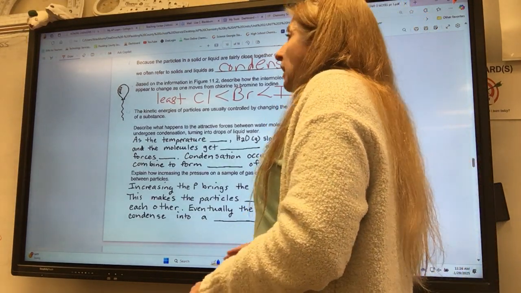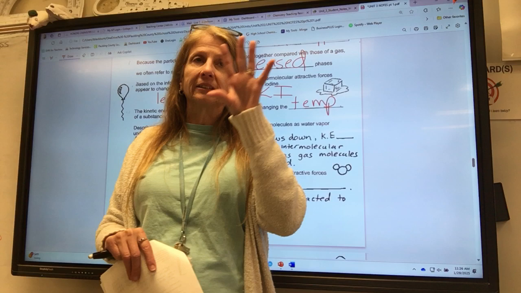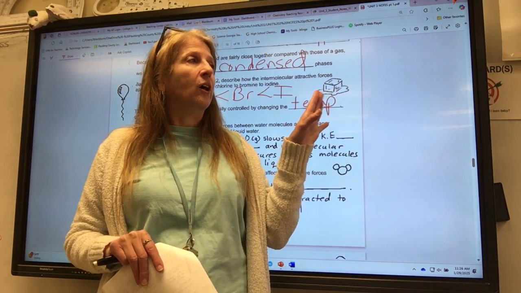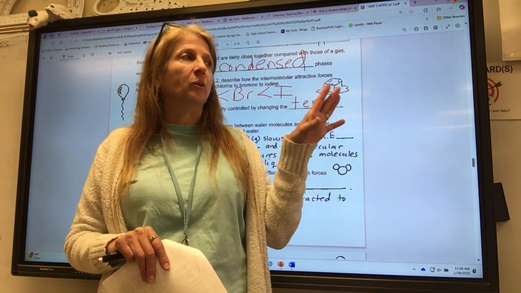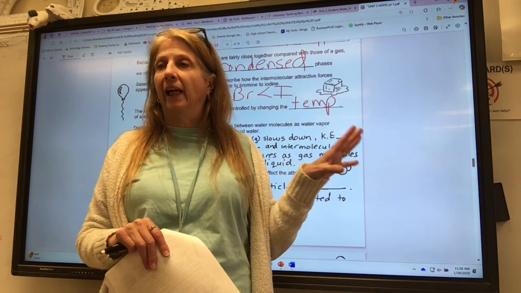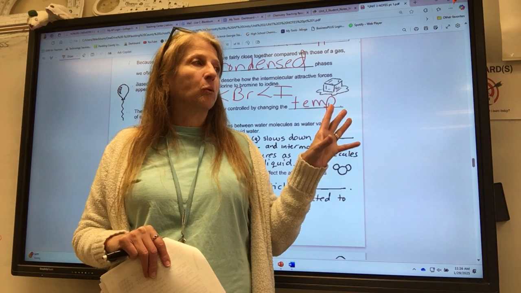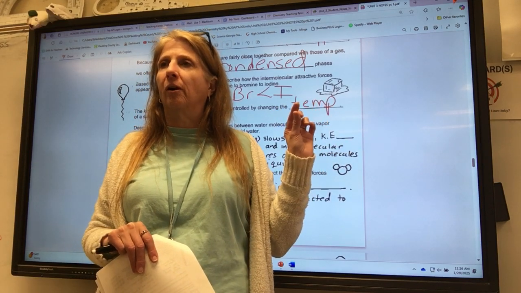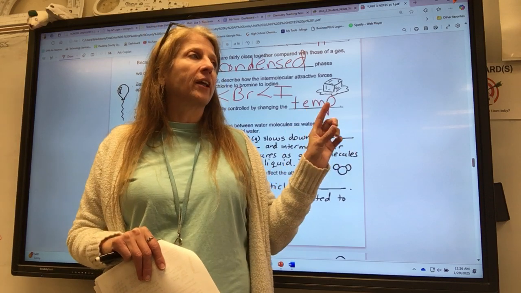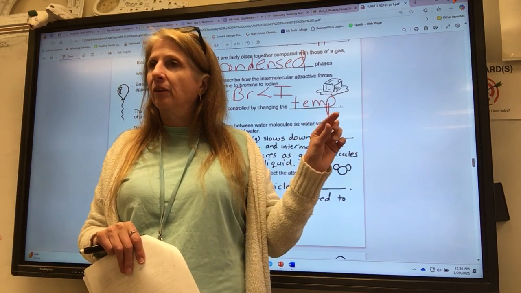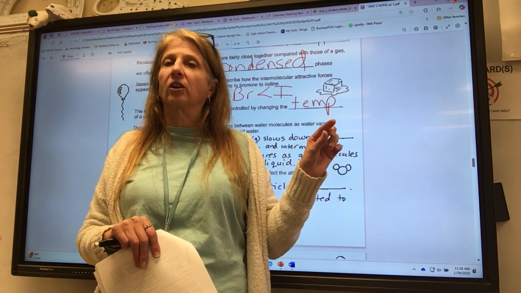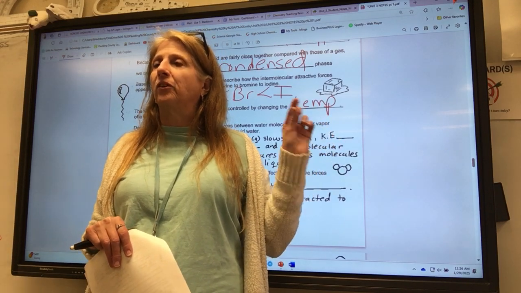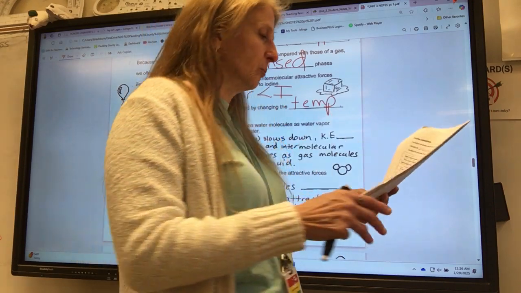Describe what happens to the attractive forces between water molecules as water vapor undergoes condensation, turning into drops of liquid. Okay, so we got water flying around like a gas. It hits the door. It's cold, a cold piece of glass. What's going to happen to its speed when it hits that cold glass? Slow down. And what's going to happen to the distance between molecules? They're going to be closer. Are they going to feel more forces or less? They're going to start feeling more. They're going to start having some little hydrogen bonding. And then what are they going to turn into? They're going to go from gas to liquid, right? Everybody see how that works?